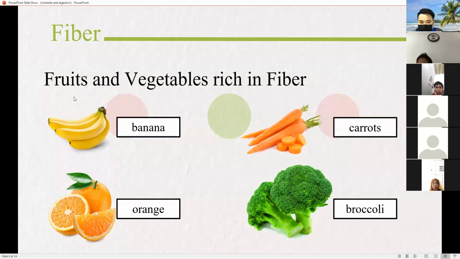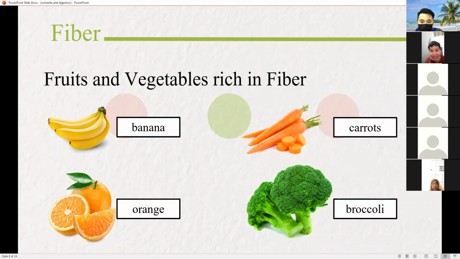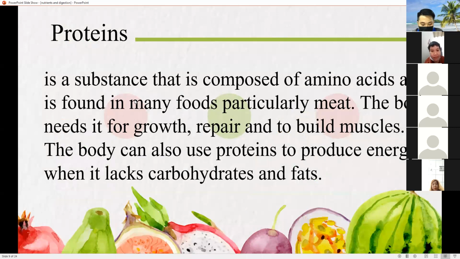So fiber, these are the fruits and vegetables rich in fiber. We have the banana, orange, carrots, and broccoli. Question? Do you have questions? Yes or no? No. No. Okay.